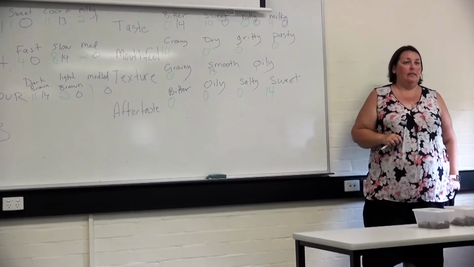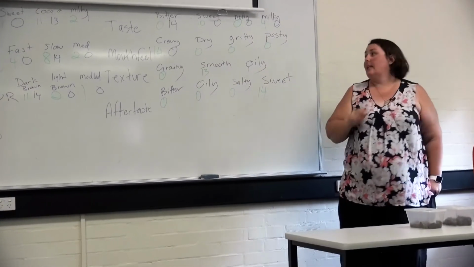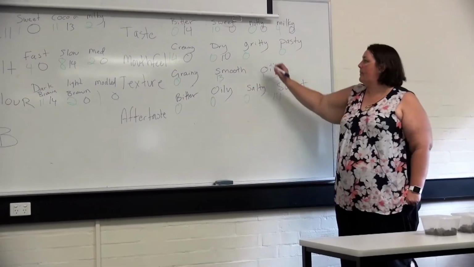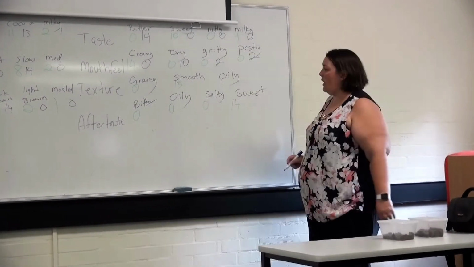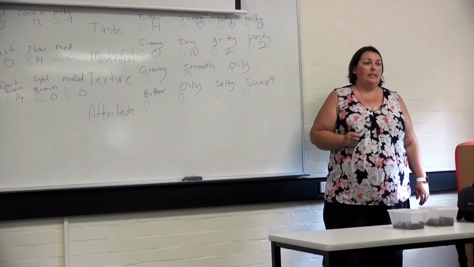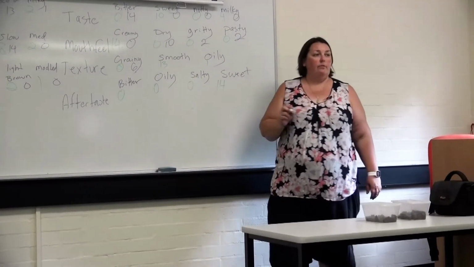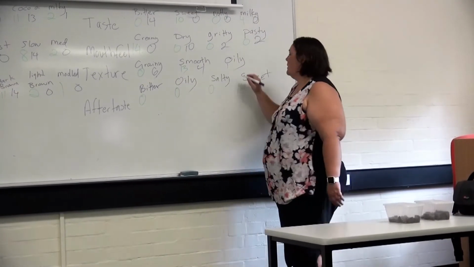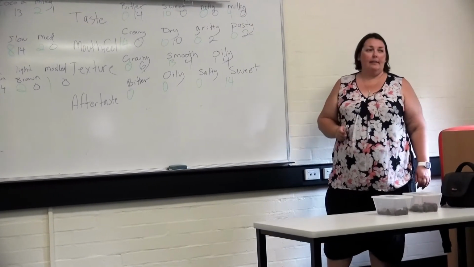Show hands for creamy. That's a nobody. Dry. 9, 10. Gritty. So pasty. 2. Okay, texture: grainy, smooth, or oily. Show hands for grainy. 1, 2, 3, 4, 5, 6. Smooth. 4, maybe. Okay, oily. 4. Lovely. Okay, aftertaste. Bitter, oily, salty, or sweet.